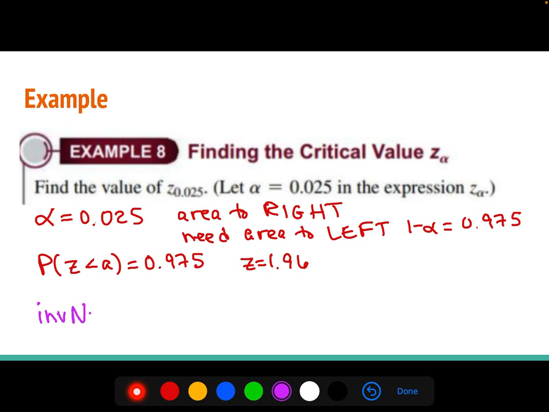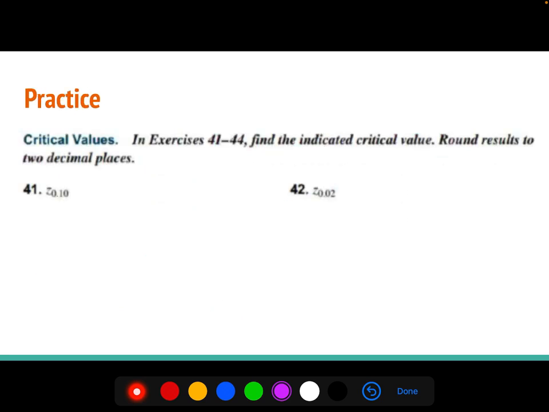Now, how will we find this using the calculator? Same way we've been doing. The inverse norm of our area, which is 0.975 for a 0, 1, and left, will tell us our z-score is at 1.96. So we're finding that value, our z, is at 1.96.